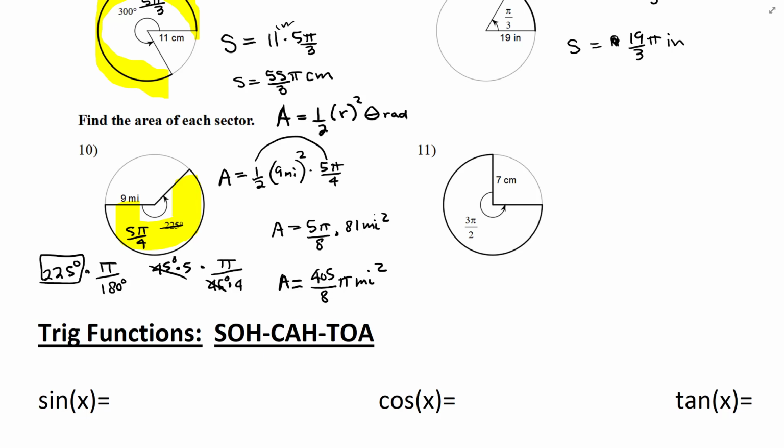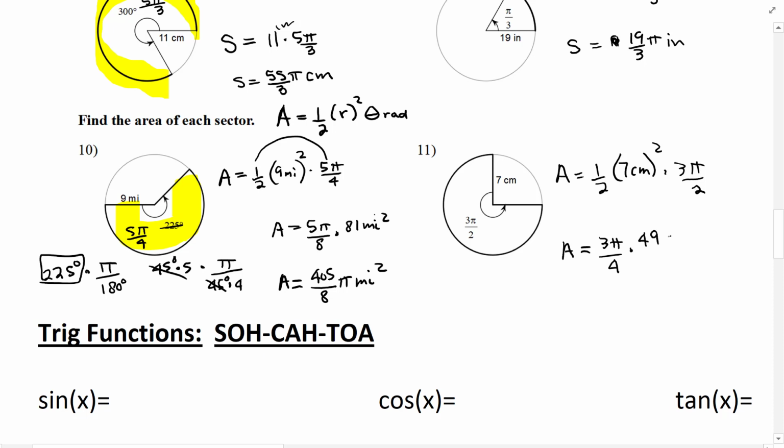All right, and this next one, they already give it to us in radian form, so this is pretty easy. Area equals 1/2 times 7 centimeters squared times 3 pi halves. You don't have to simplify it the way that I'm simplifying it. Whatever method you want to use, just be really careful as you're doing it. 1/2 times 3 pi halves is 3 pi fourths times 49 centimeters squared.